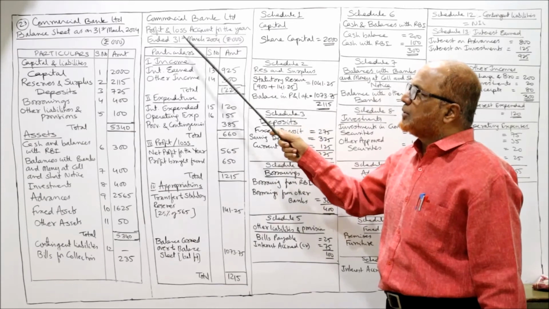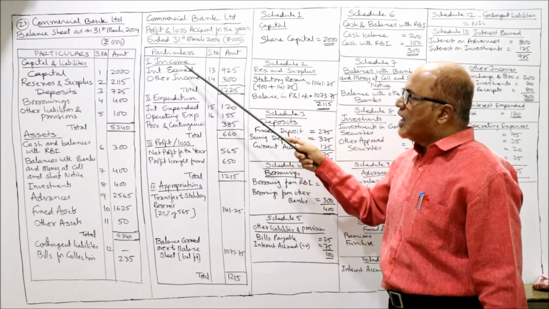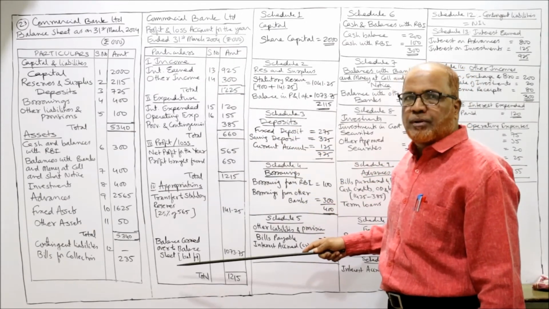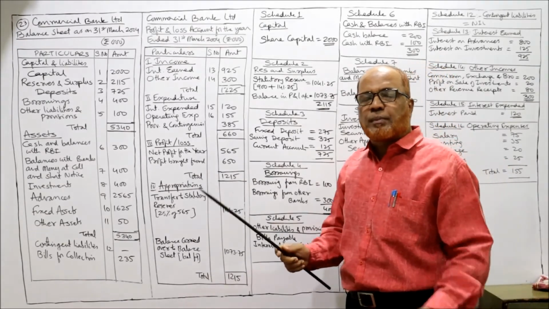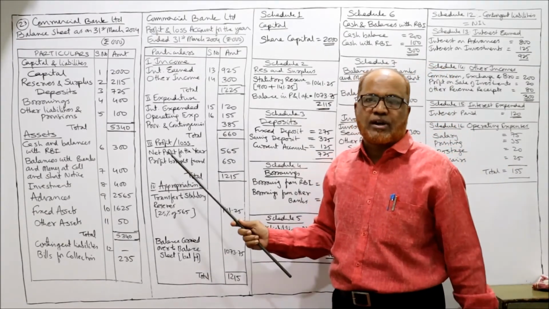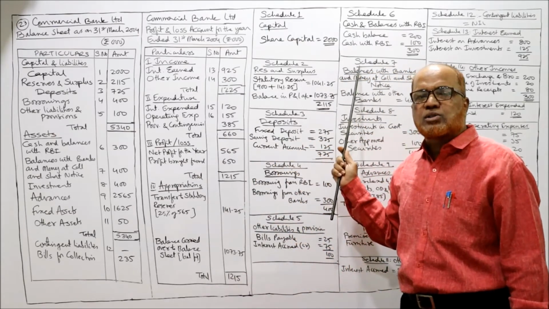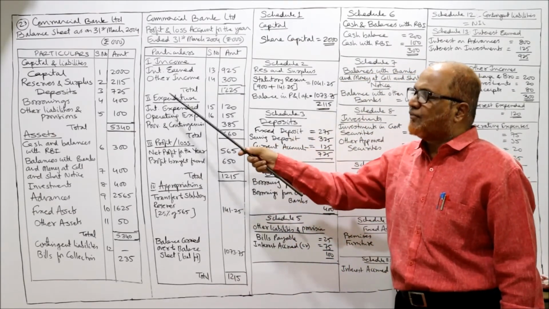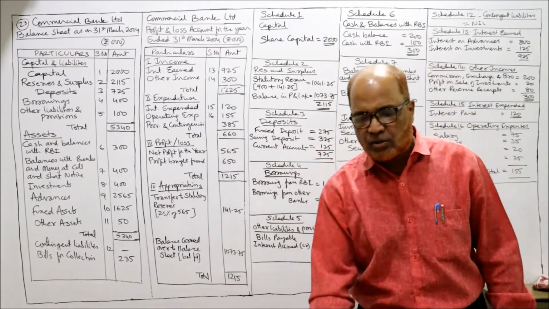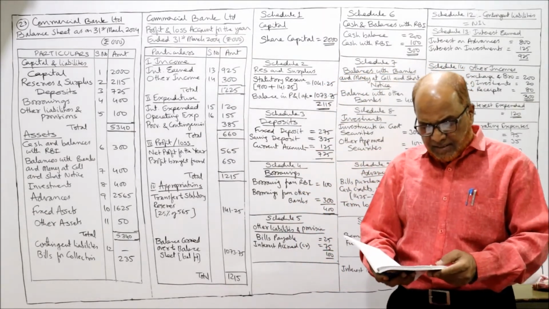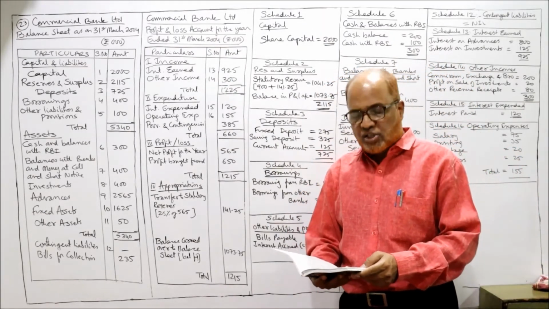Similarly, Commercial Bank Limited profit and loss account for the year ended. Again, I have prepared the complete format. So you also have to prepare on one page the balance sheet, and on another page the profit and loss account, in complete format. And in schedules, we'll take all the amounts. After preparing the schedules, we'll take the final amounts in the final accounts. Now, see the trial balance. Trial balance is given and two adjustments are given.